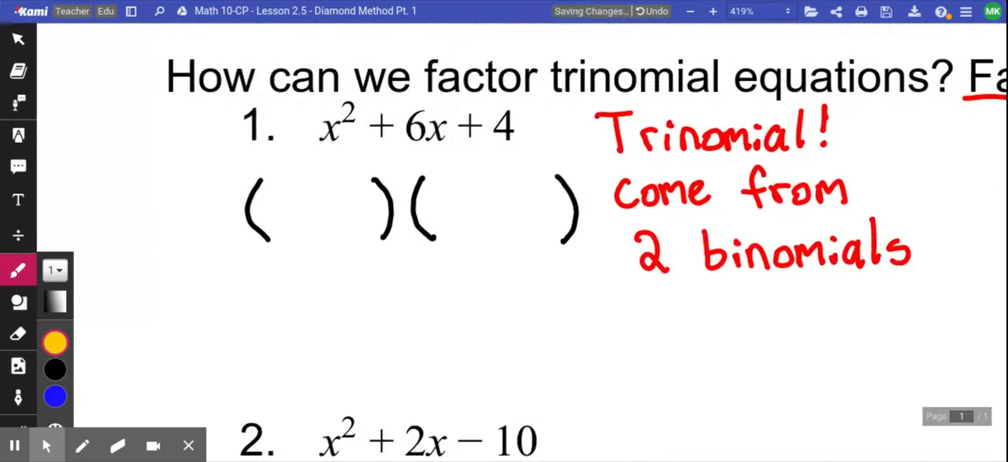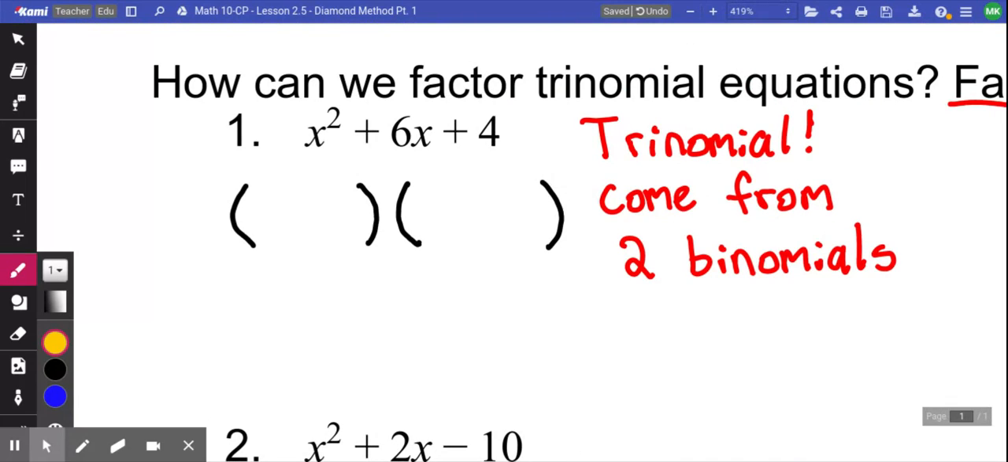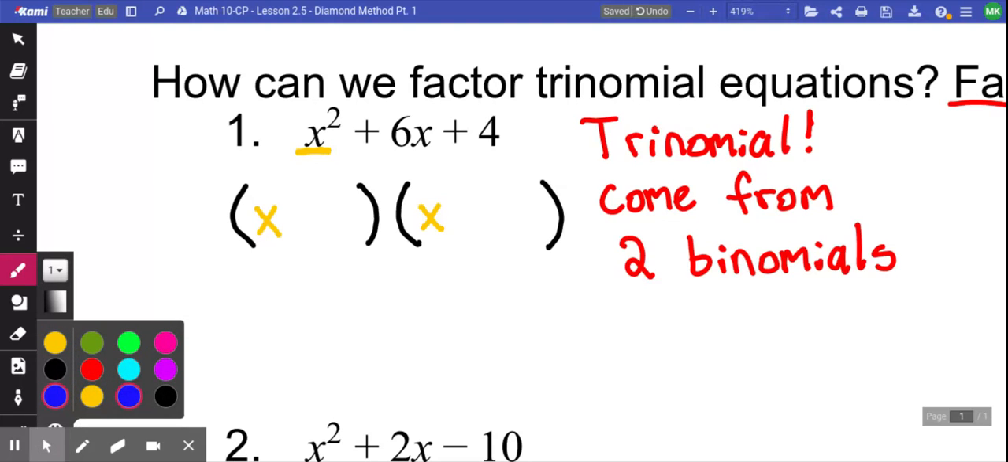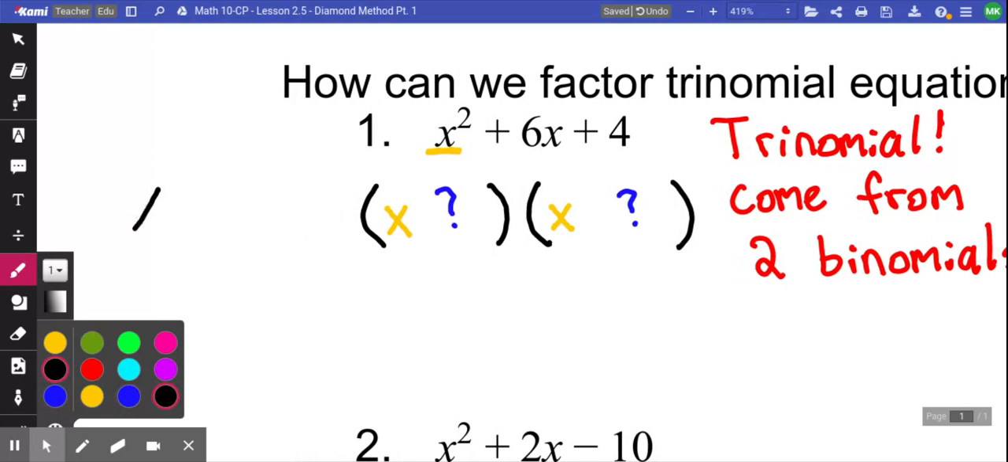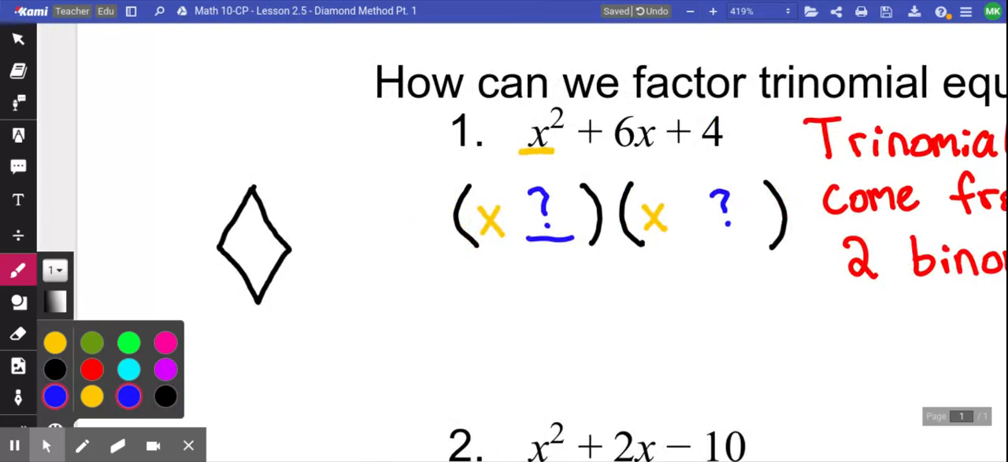So that means if I want to factor a trinomial, I want to turn this into multiplication, I need to recognize that this first term must have come from these two terms both being x. Because if I multiply them back together, x times x would create x squared. Now, I've got to figure out what goes in them. So what goes with those x's to make them binomials? And the way we're going to figure that out is by doing something called the diamond method.